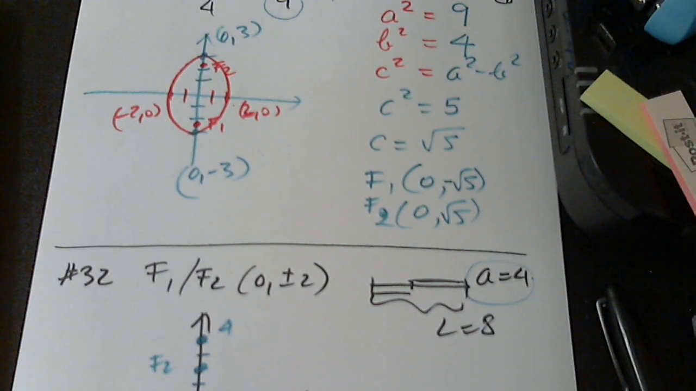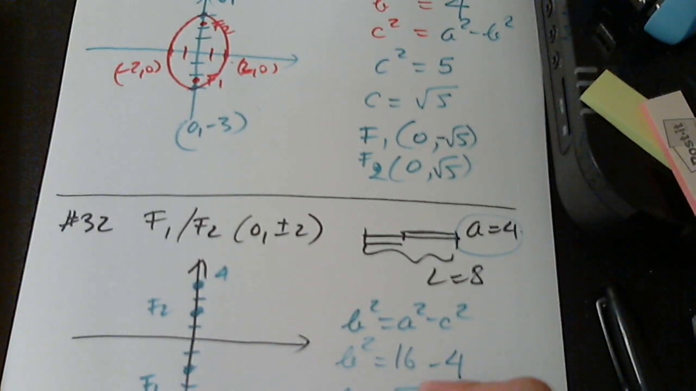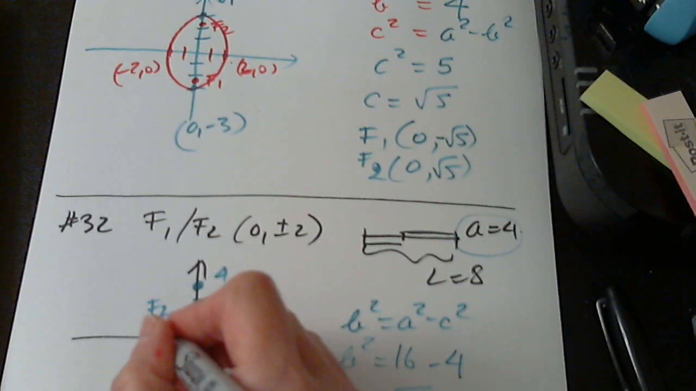But I also know that B squared equals A squared minus C squared. I have A, which is 4, so this is 16. I have C, which is 2, so that's minus 4. That's the square root of 12. What is the square root of 12? 3.5 roughly. So 1, 2, 3.5, and 1, 2, 3.5.